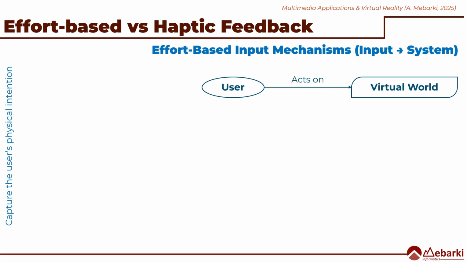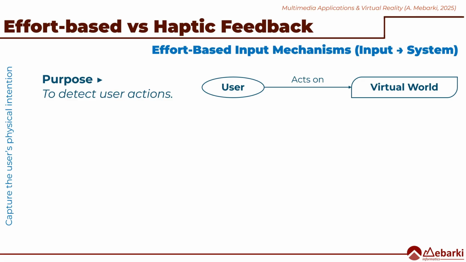This action may involve pressing, pulling, moving, or activating muscles. The system does not yet generate sensations at this stage. Instead, it observes and captures what the user is doing. The primary purpose of these mechanisms is therefore to detect user actions as accurately and reliably as possible.